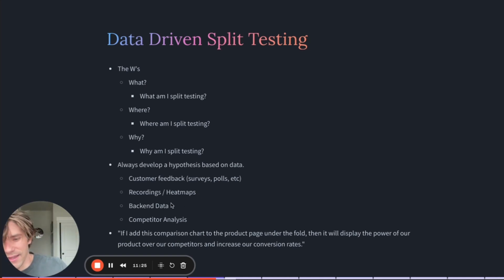Same with this back-end data. That's huge for the where. Let's say you only have a 3% add to cart rate. Now, doubling that add to cart rate will send more people through the rest of that funnel and increase conversion rate and sales. So you want to focus on the product page.